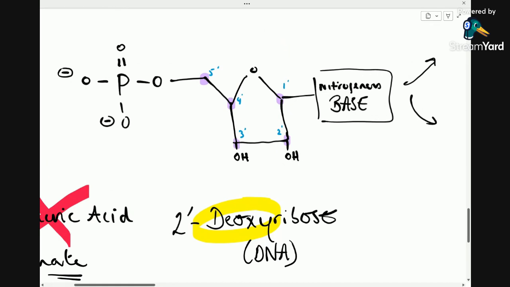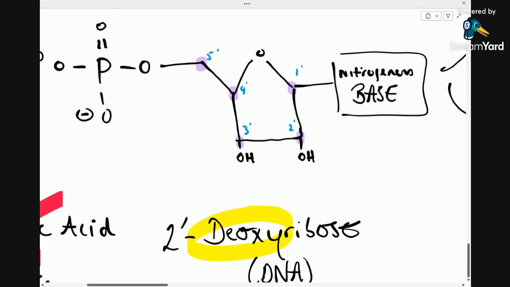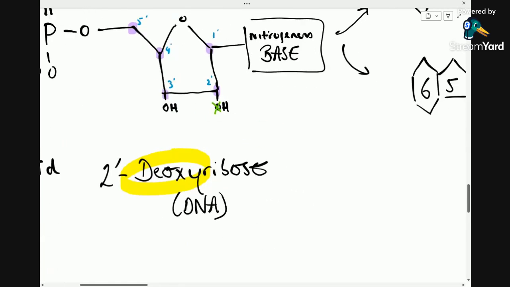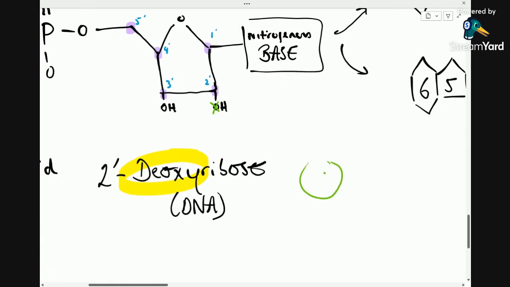So if this was a DNA nucleotide, we would need to get rid of, or the cell gets rid of when it uses these molecules, that oxygen there on the 2' carbon. Okay, that actually makes this molecule very, very stable. Okay, so 2' deoxyribose is much more stable, increases stability.